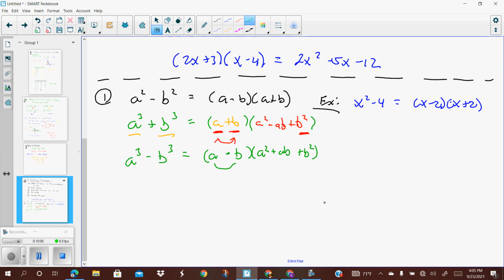So again, let's go ahead and do a couple of examples. We're going to keep these relatively easy for the most part.